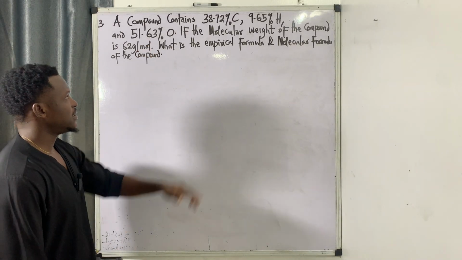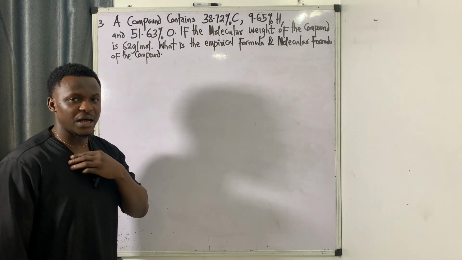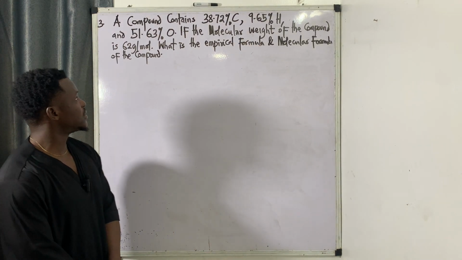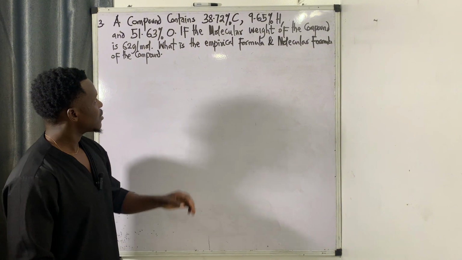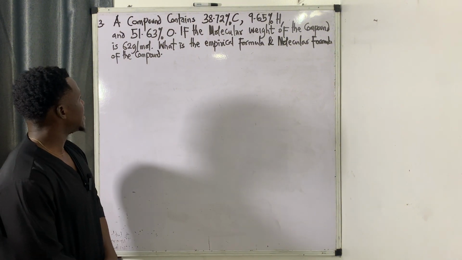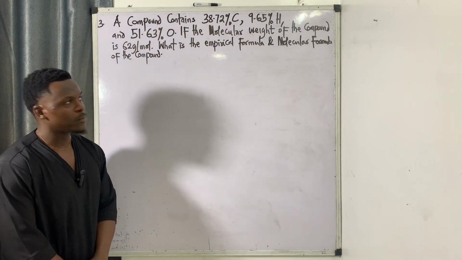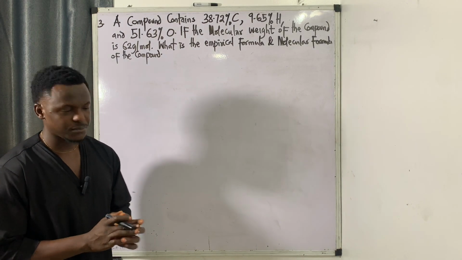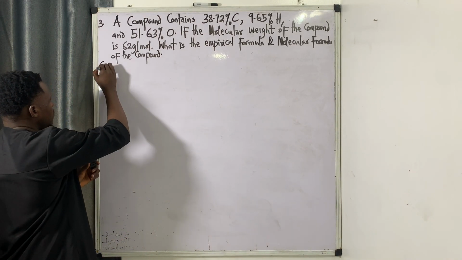The compound contains 38.72% of carbon, 9.65% of hydrogen, and 51.63% of oxygen. If the molecular weight of the compound is 62 grams per mole, what is the empirical formula and molecular formula of the compound? Now, solution.